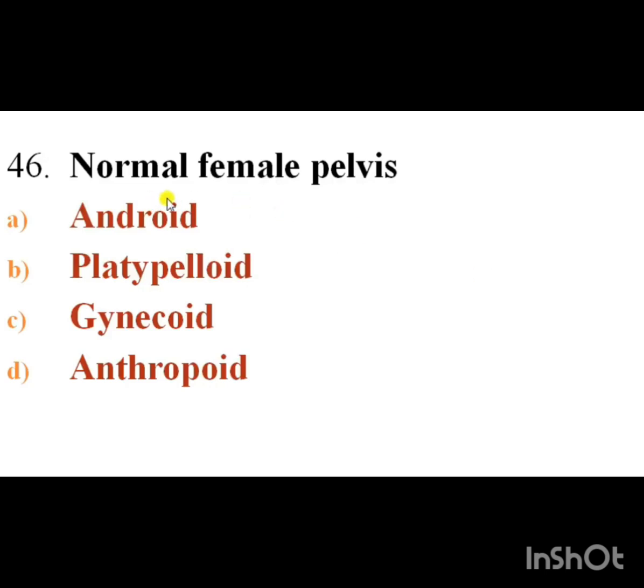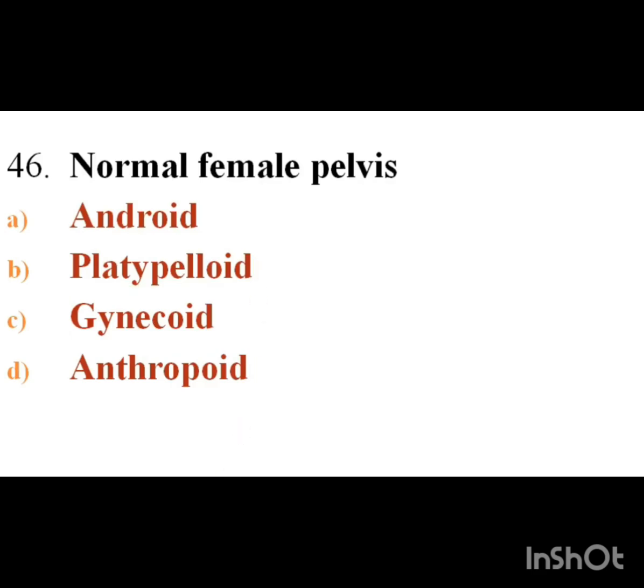Next question, normal female pelvis. Options A, android, B, platypelloid, C, gynecoid, D, anthropoid. Answer is C, gynecoid. So gynecoid is the normal female pelvis or the true pelvis. Android pelvis is heart shaped. Anthropoid pelvis is oval shaped. Platypelloid pelvis is kidney shaped.